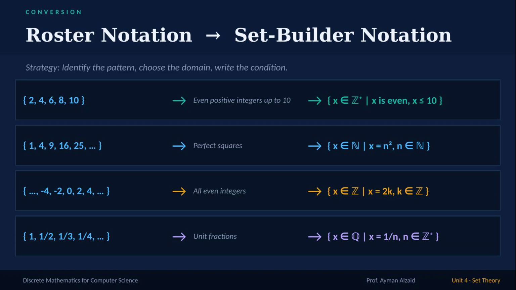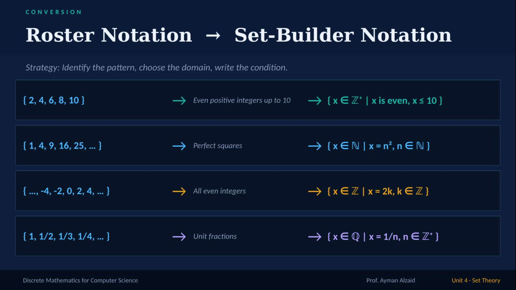Example 2, the set containing 1, 4, 9, 16, 25, and so on. Pattern: perfect squares. Set builder: the set of x in the naturals such that x equals n squared for some natural number n.